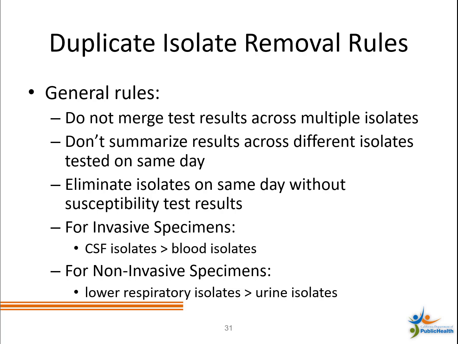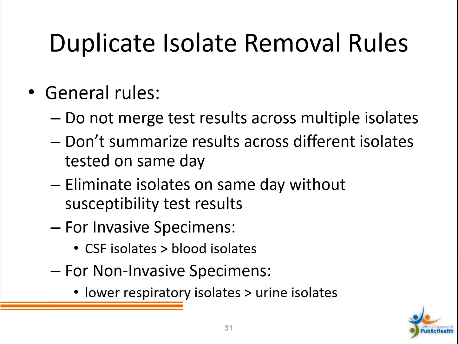And finally, prioritize your sources. If you have duplicate invasive specimens, cerebrospinal fluid isolates will always trump blood isolates. And if you have duplicate non-invasive specimens, lower respiratory isolates will always trump urine isolates.